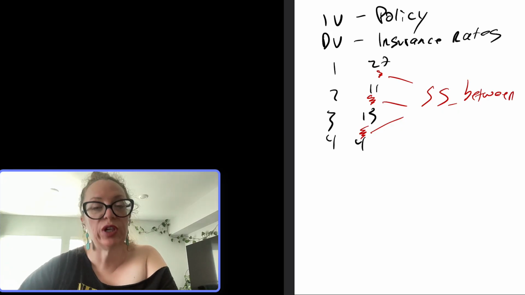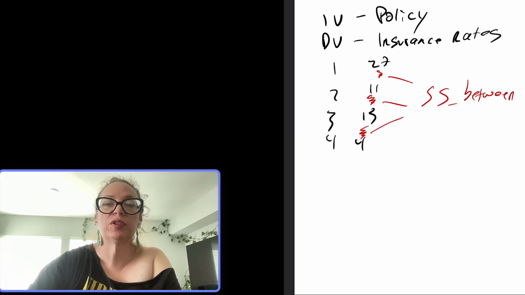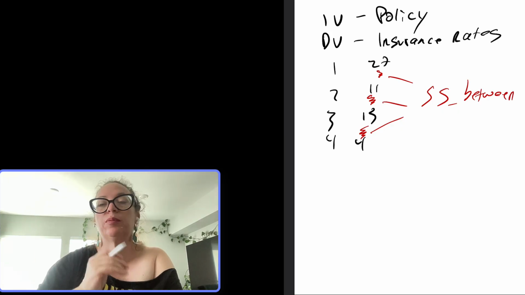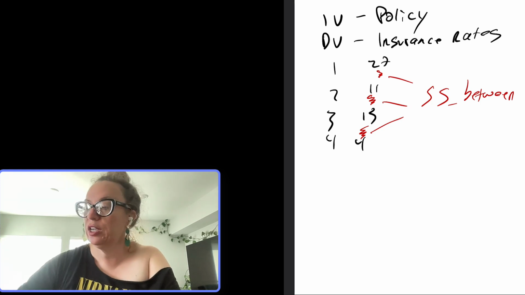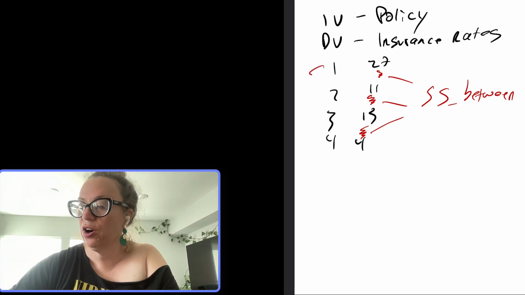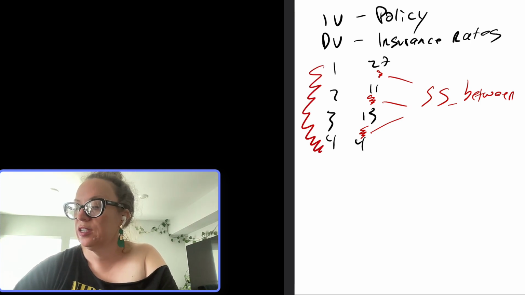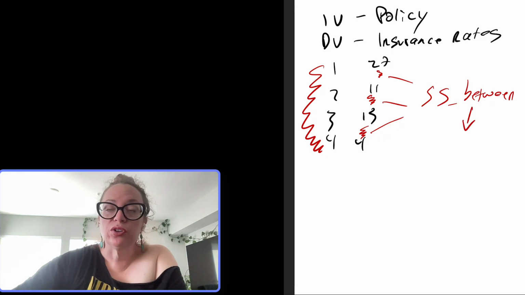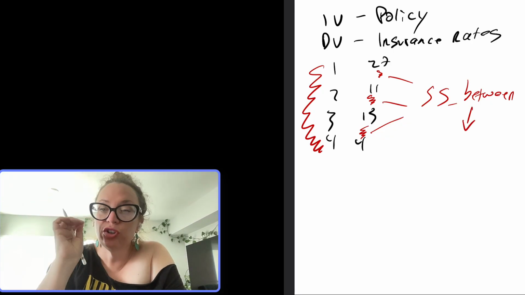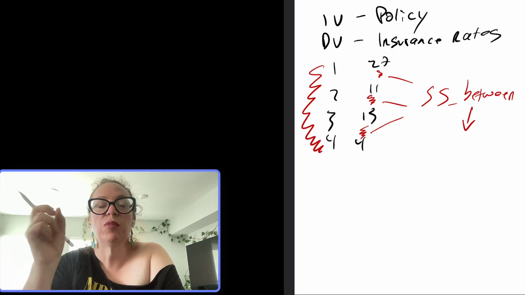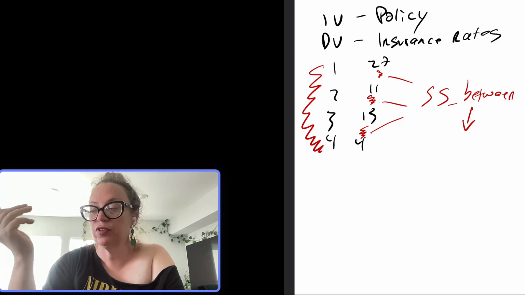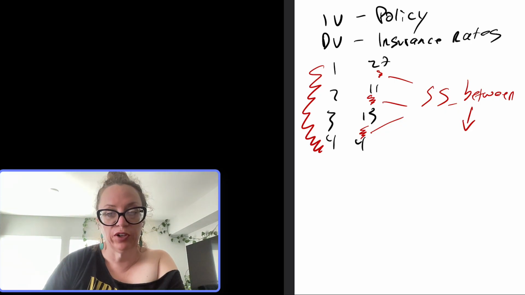It's the variability between the groups, because the groups themselves were created by the independent variable. So SS between measures the variability in insurance rates associated with policy differences.